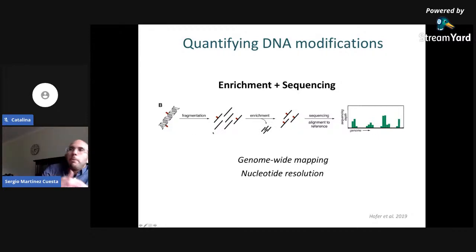So here, some of you might be familiar with ChIP-seq and these approaches. This works similarly. You have DNA that is modified, you fragment it, and then you have an antibody or maybe a chemical enrichment strategy that is able to isolate the reads that have the modification, and then you do sequencing and align to a reference. And then by doing peak calling or single nucleotide base calling, if you like, you can map modified bases genome-wide at, in some cases, a nucleotide base resolution.